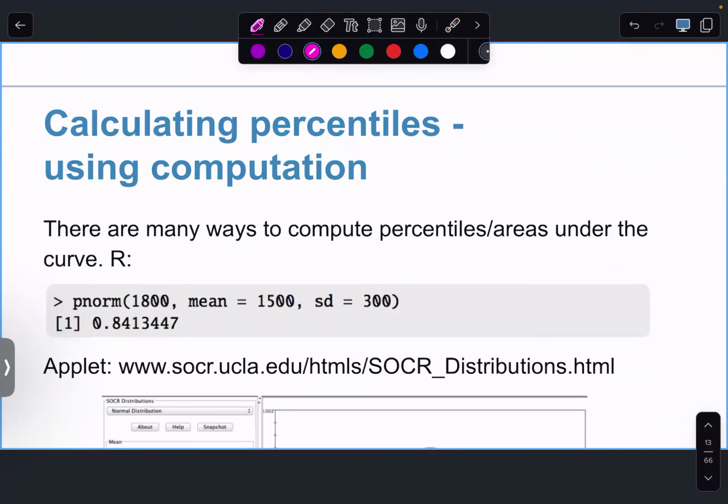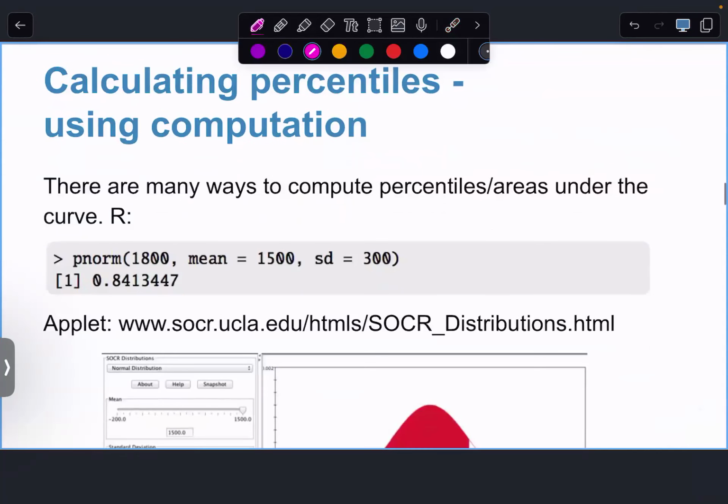We use Excel, not R. But there's a norm.s.dist command that takes your Z, and we're just always going to do true. Cumulative equals true. Obviously, there's an Excel assignment coming your way on working through that. This is the first time where I'm going to introduce Excel in class.